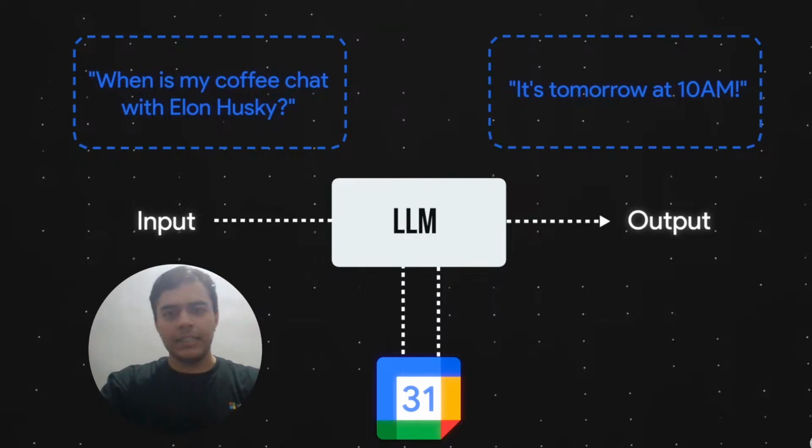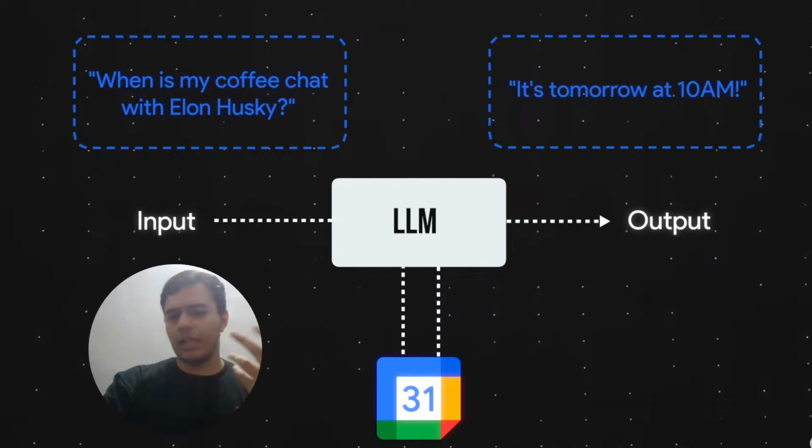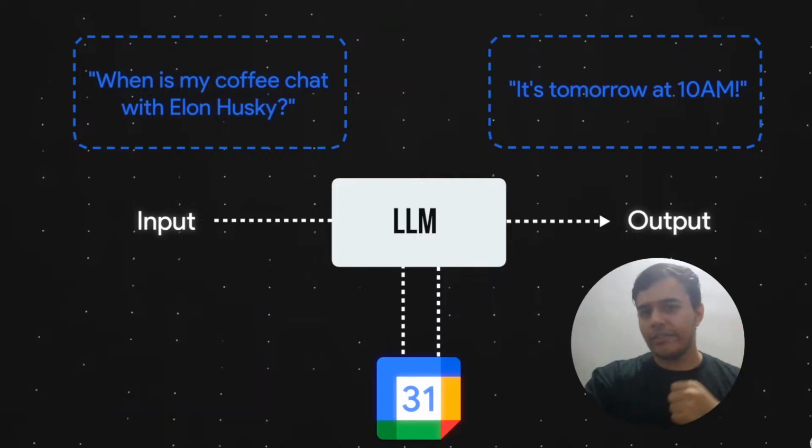So it will process the entire data, and then it will simply give you the output that it is tomorrow at 10 a.m. So it is kind of like, you provide an input to the LLM, it does all the processing, and then you have the output for it, right? So this is layer 2, and this entire thing is not an AI agent.